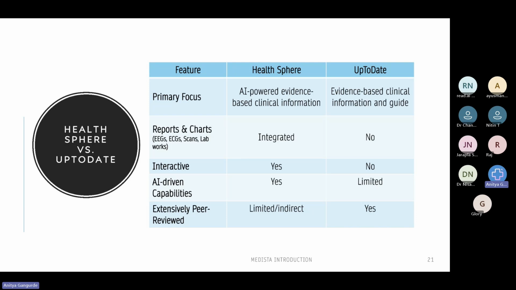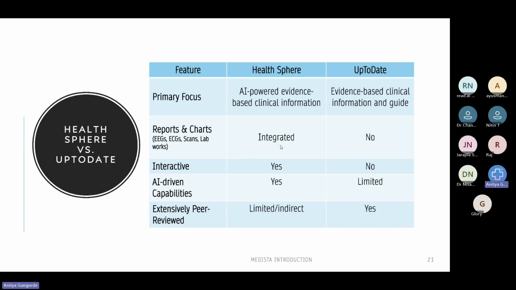With UpToDate, you have to go and find particular information, and manual research skills are needed in that case. With HealthSphere, it's more of a find approach, where you are able to just demand that information and it is presented in front of you. So HealthSphere is doing that, and UpToDate is more of you go and manually do the work. That is the key difference.